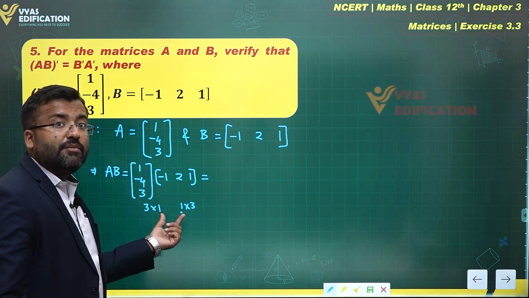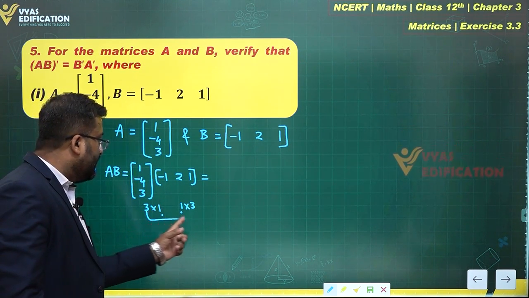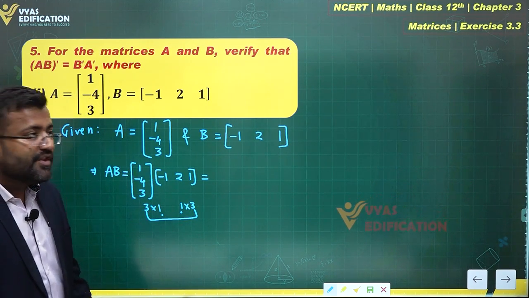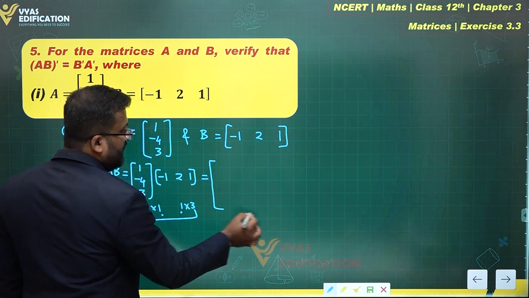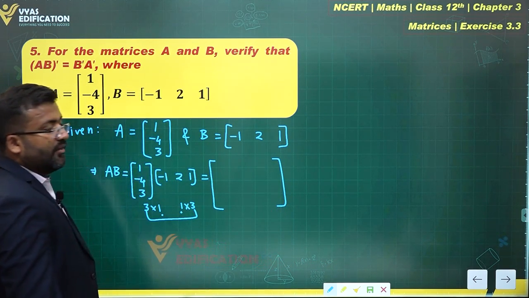Yes. And therefore the matrix product exists. And what will be the final order of the product? The final order would be 3 by 3. So we will get a 3 by 3 matrix. Okay. A big matrix, 3 by 3 matrix. What is that matrix equal to?